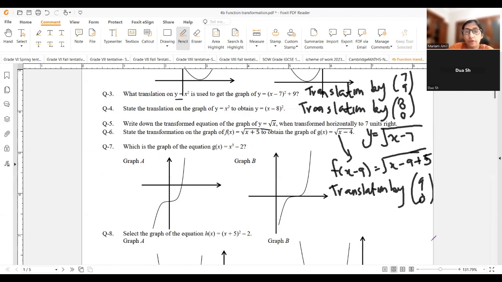Which is the graph of x cubed minus 2? So it's going to move to the right by 2. No, that would have been x minus 2 whole cubed. If minus 2 is outside the cube term, that means it's going to move down. It's graph A, because it goes 2 units down. So it's translation by 0, minus 2. So it's graph A.